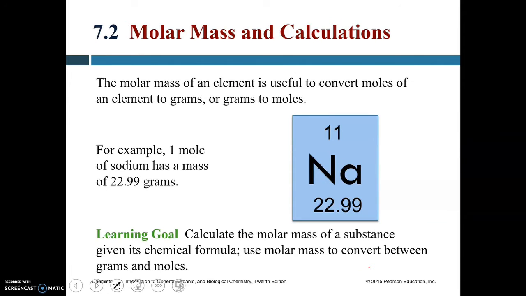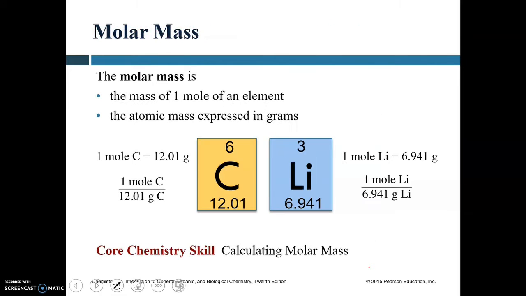A convenient parameter to use in the calculations is called the molar mass. It is useful to convert moles of an element to grams, or the other way, convert grams into moles. For instance, 1 mole of sodium has a mass of 22.99 grams.